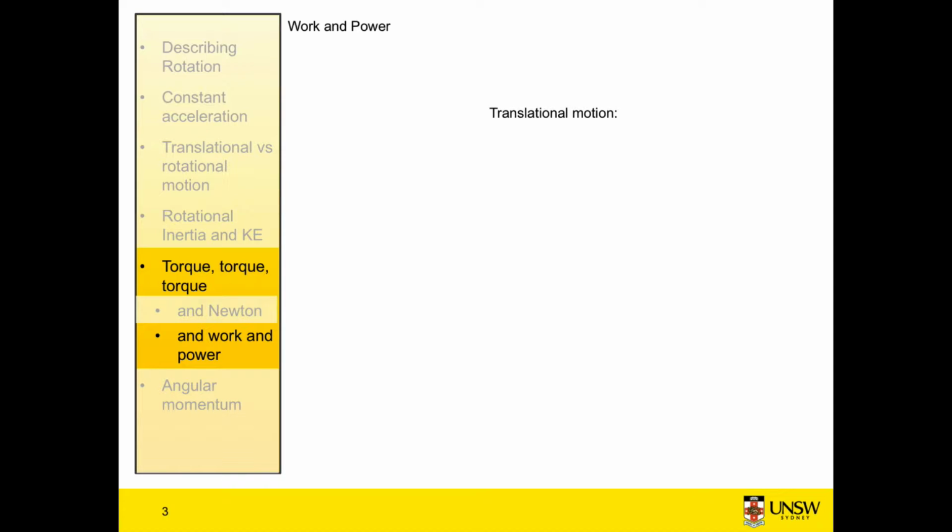Under translational motion, we know that our work is equal to our change in kinetic energy, which is the final minus the initial kinetic energy. We know that our work is equal to the integral of our force over the displacement, and we know that our power is given by the rate of change of our work, which is also equal to the force times the velocity.